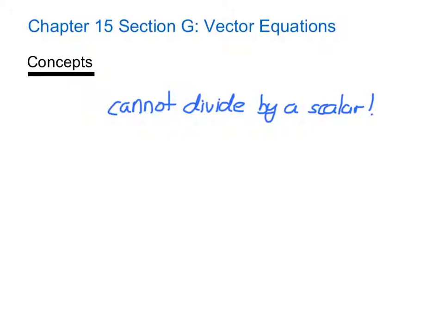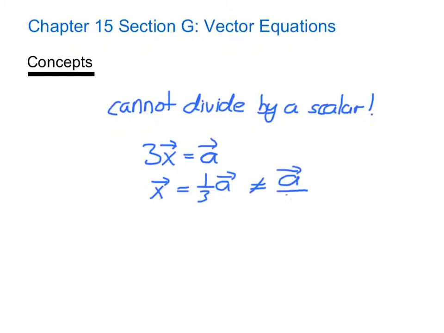For example, if I have the vector equation 3 times vector x equals vector A, and I want to solve for vector x, then vector x is equal to 1/3 vector A, not vector A divided by 3. So instead of dividing by a scalar, we multiply by its reciprocal.